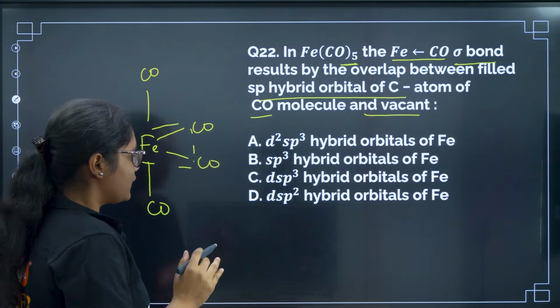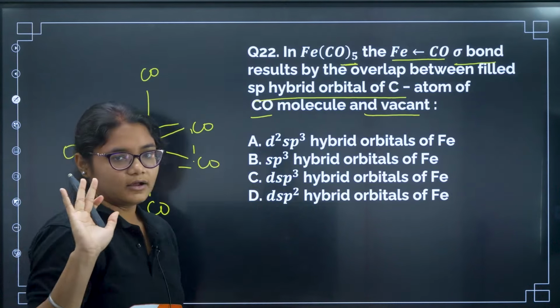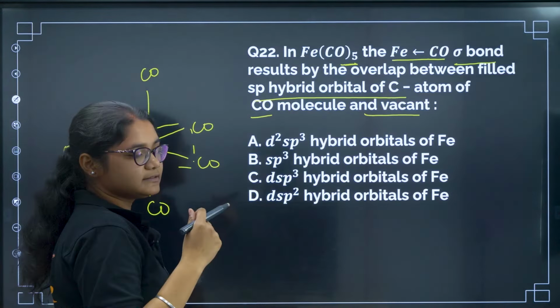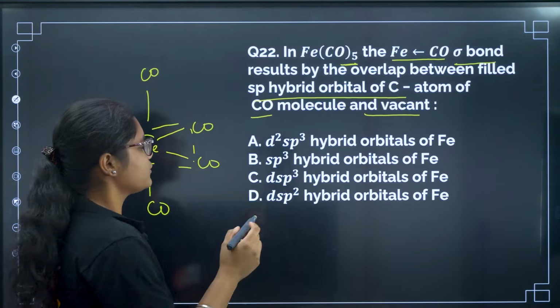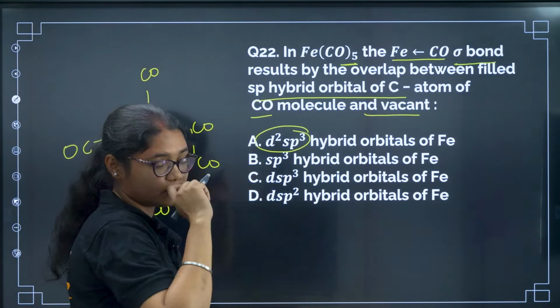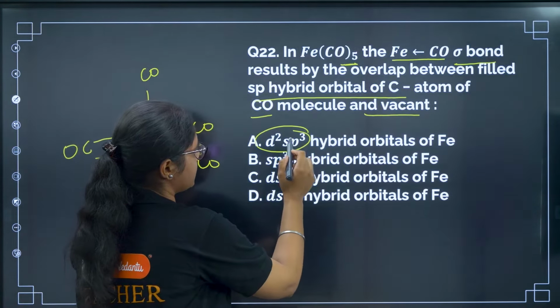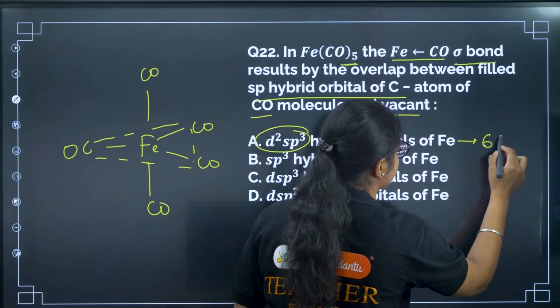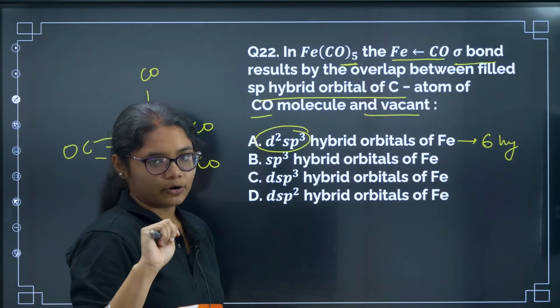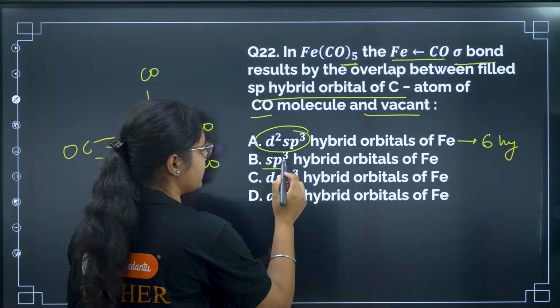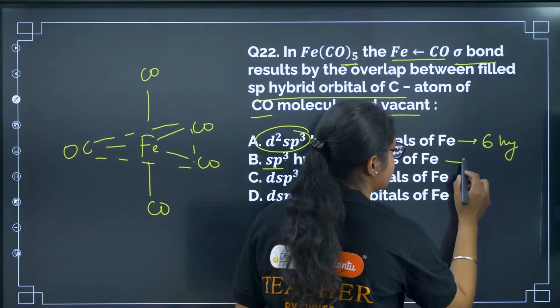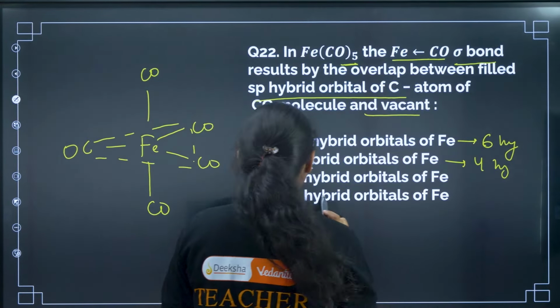Now, another way to check is, if there are 5 ligands, there should be 5 hybrid orbitals. So in d2sp3, how many hybrid orbitals will be there? 1, 2, 3, 4, 5, 6 hybrid orbitals we will get. But we need only 5 hybrid orbitals. That also we'll see for sp3. In sp3, we will get 4 hybrid orbitals. Right, I'm just adding these numbers.